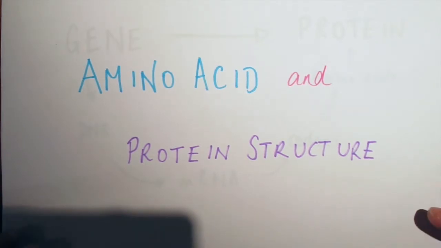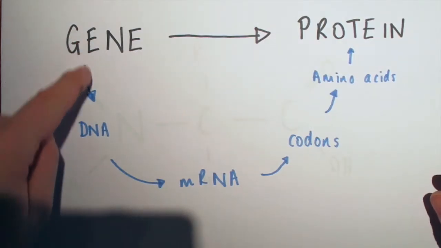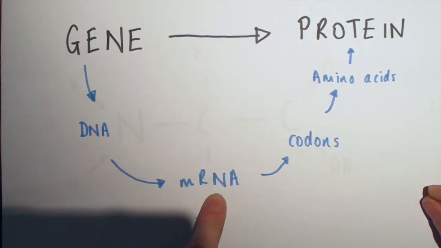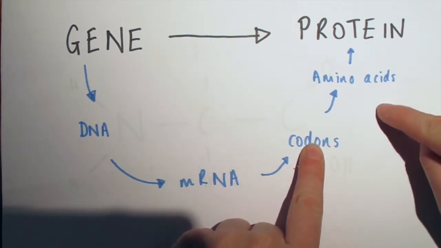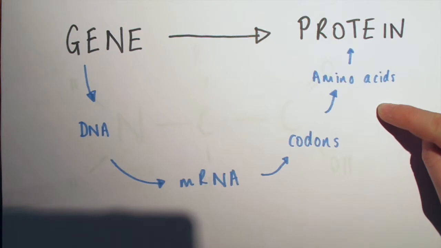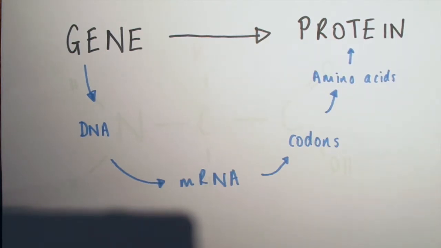Amino acid and protein structure. We know that genes are lengths of DNA which code for protein, but we can break this down further. The DNA codes for the messenger RNA, which is made of triplet codons, each of which code for an amino acid, which in turn join together to make the protein. The amino acid is therefore the building block of proteins.